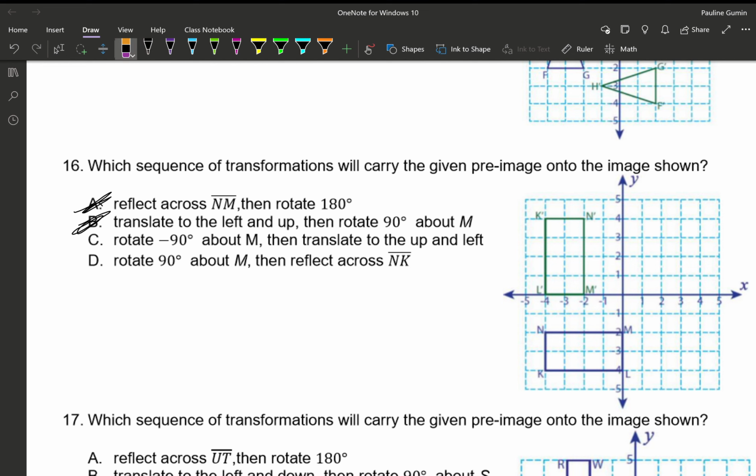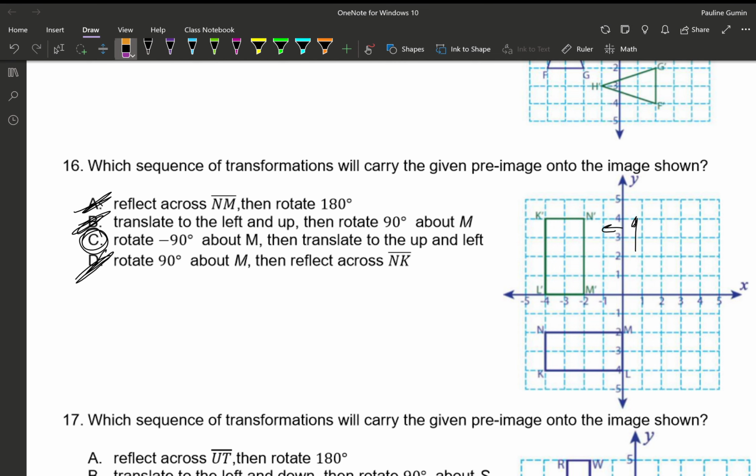90 about M, negative 90. So that's clockwise about M and then up and left. Let's see. So 90 about M would bring us up here, up and left. Hey, that sounds right. Just in case, let's try D, 90 clockwise. You say counterclockwise. And then translate up, and then reflect over NK. No. It sounds like C is the right answer. And I was just drawing an arrow to double check that C is right. Yeah, rotate 90 clockwise. Perfect.